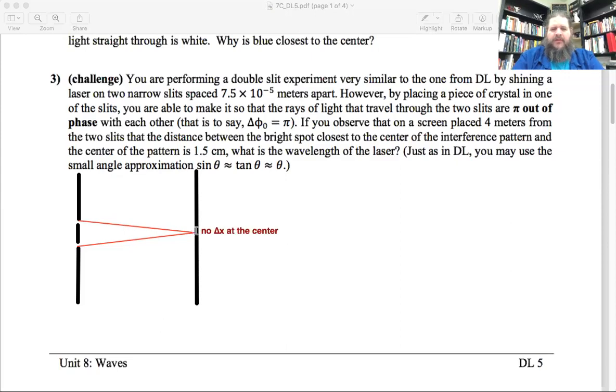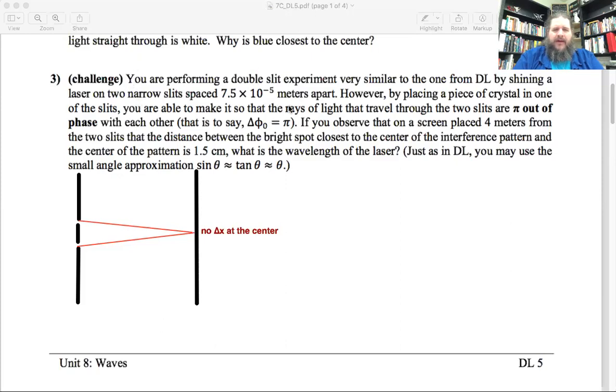So at the exact center, there's no delta x, and also there's no phase difference because the light's just getting through both of these slits in the same sort of way. So that would mean that you'd get no difference at all between the two waves. The total phase difference is 0, and that means constructive interference. So you've got a bright spot.